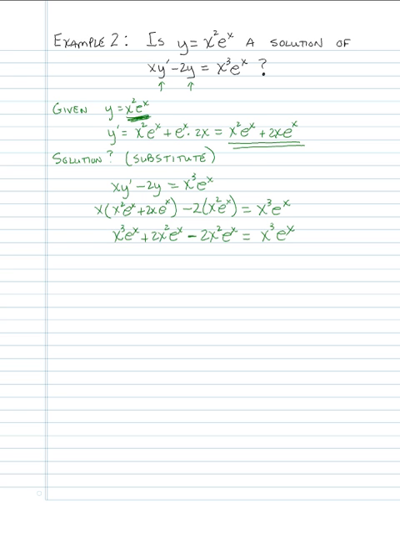And now we notice right here that these two terms will add to 0. So we're left with only x cubed e to the x on the left side, and we have only x cubed e to the x on the right side. And since those two are equal, the answer once again is yes, y equals x squared e to the x is a solution to our differential equation. And that's, of course, what we've shown.